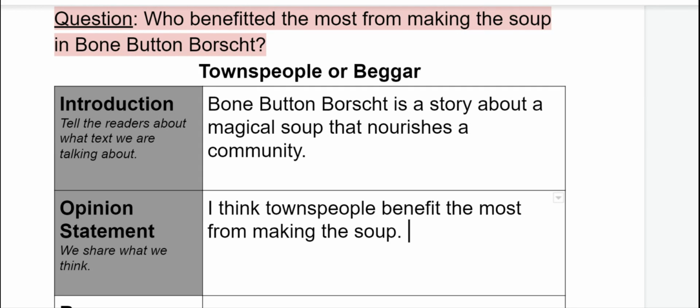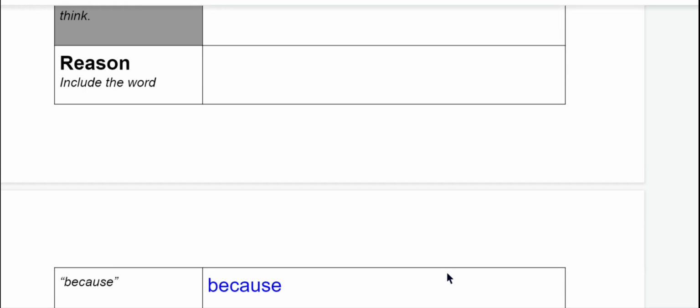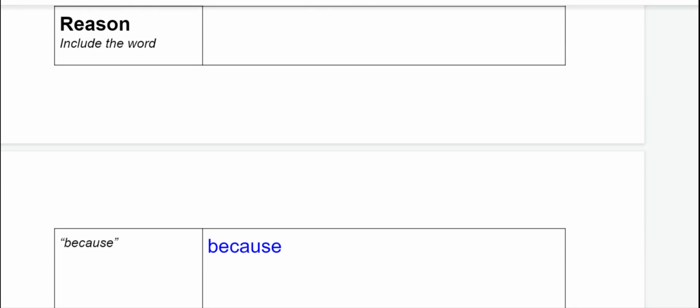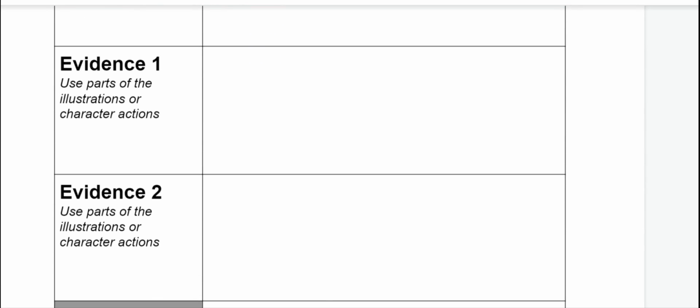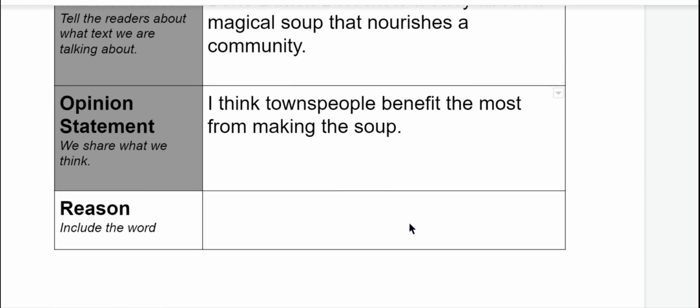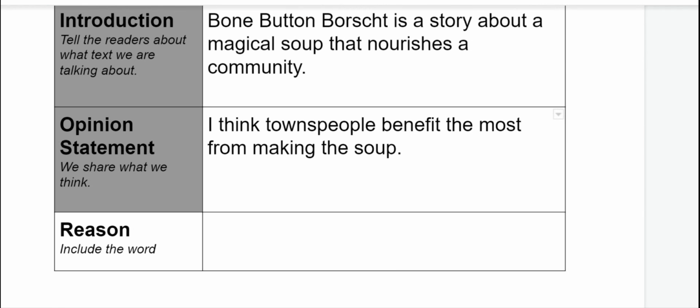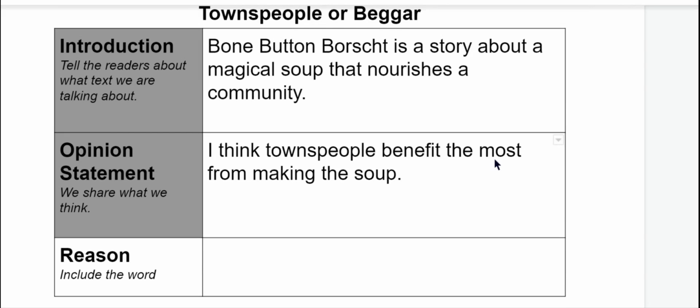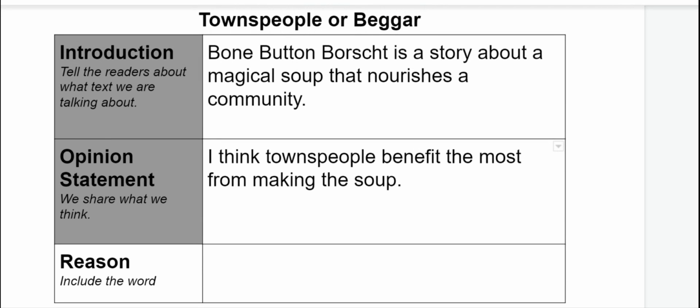Today, we'll just write our introduction and opinion statement. Notice, I did not use the word because in my first statement. We will use the word because during my reasoning box. Then I will use my evidence in evidence box 1 and 2. We're going to make a triple stuffed Oreo. I do not need to give evidence from the text in my opinion statement, and I do not need to use the word because. These are 2 simple introduction sentences.